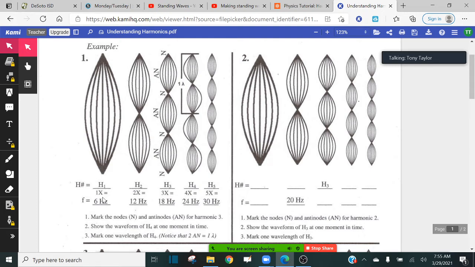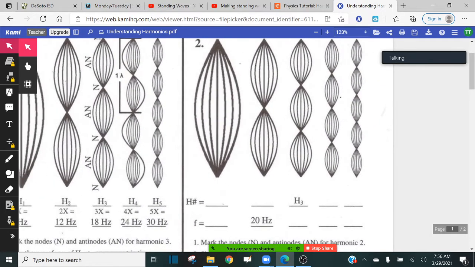So, for example, if we have a guitar string that has a fundamental frequency at the first harmonic of 6 hertz, the second harmonic would be 12 hertz. The third harmonic would be 18 hertz. Fourth harmonic would be 24 hertz. Fifth harmonic would be 30 hertz, and so on, right? So this is just 5 times the original frequency, 6, and 5 times 6 gives me 30. With that said, let us look at some more examples.